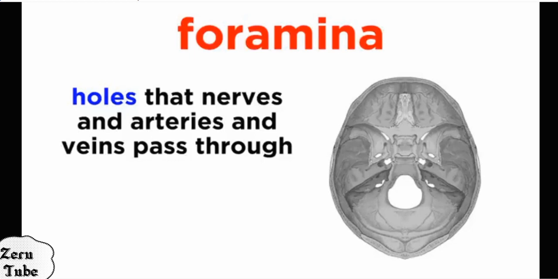Within the base of the skull we can get the foramina. We have different types of foramina. What is the importance of foramina? The foramina is the hole that is very important for the passage of nerve, artery and vein.